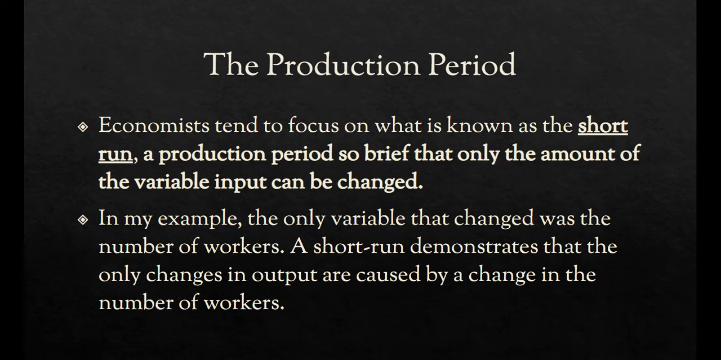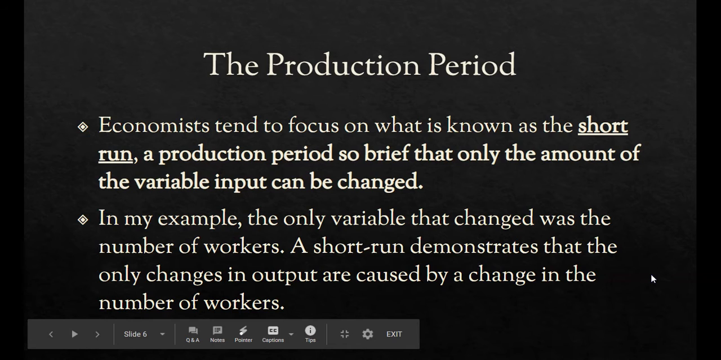So we tend to look at and focus on what is known as a short run. A short run is a short production period, a very small production period. It's very brief, so brief that only that one variable input can be changed. Just a change in adding another worker. And that's all that we can do. So that's the short run.